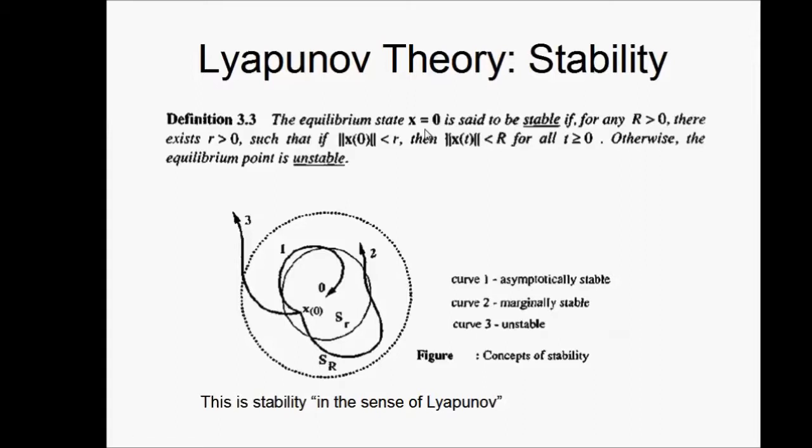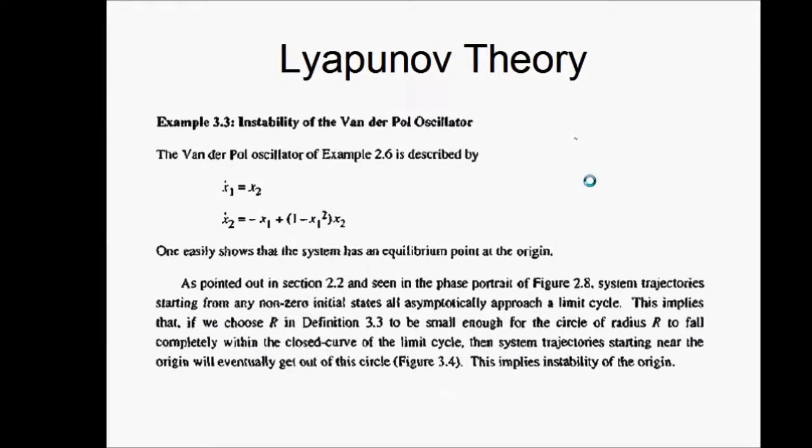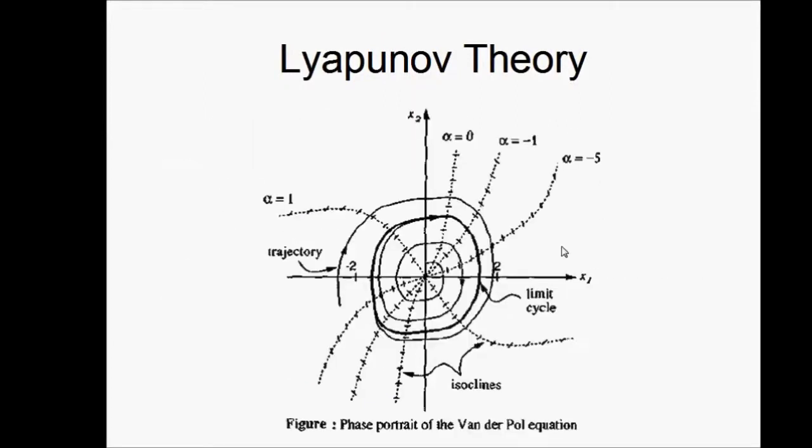And see if for any capital R there is a small r such that the initial condition inside small r implies the future course inside capital R. Is it true? Or is there a capital R for which there is no small r such that this statement is true? So it turns out that if I take the capital R to be lying inside the circle, there is no small r, because every trajectory which starts from the origin always lands on the limit cycle.